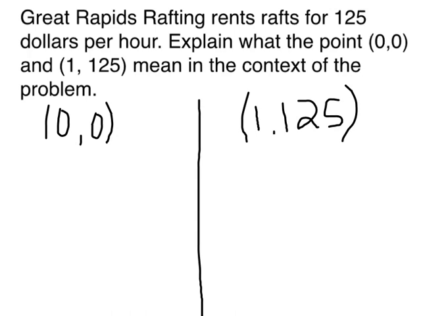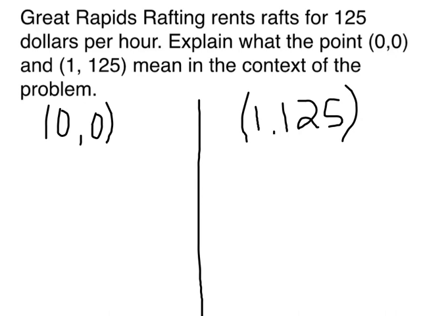All right, guys, let's look at this next problem. Great Rapids Rafting rents rafts for $125 per hour. Explain what the points (0, 0) and (1, 125) mean in the context of the problem. Well, this is one on your Prove It that was a little bit wonky because most of you guys didn't read the question.